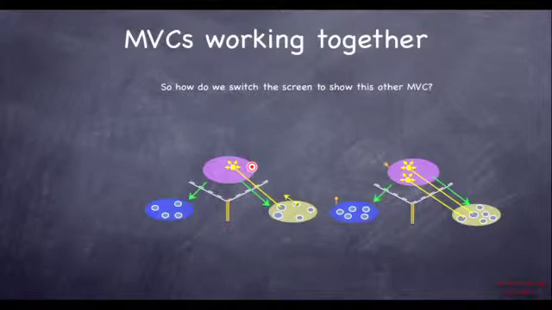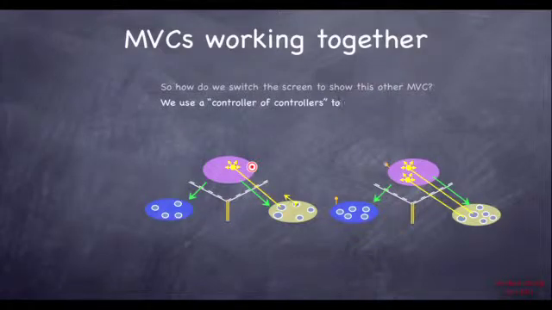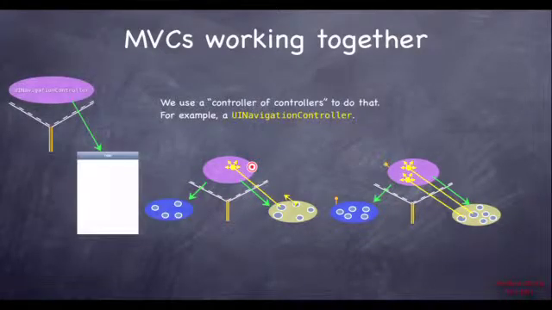So we've got these two MVCs. How do we switch the screen to show the new MVC when we hit a graph button, let's say, in our calculator? We need the screen to go to the new MVC, but we still want to be able to get back to our old MVC. How do we manage that? The answer is we want to use a controller of controllers. There are a number of them in iOS, and the one we're going to talk about first, because it's the simplest to imagine and see what's going on, is a navigation controller.